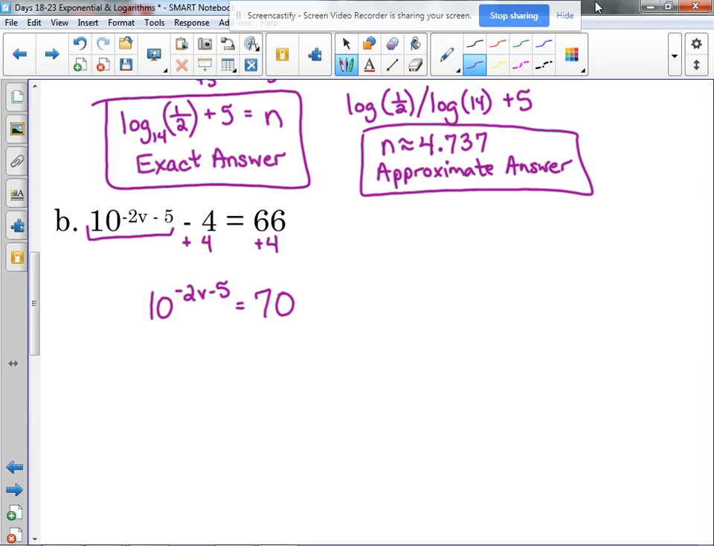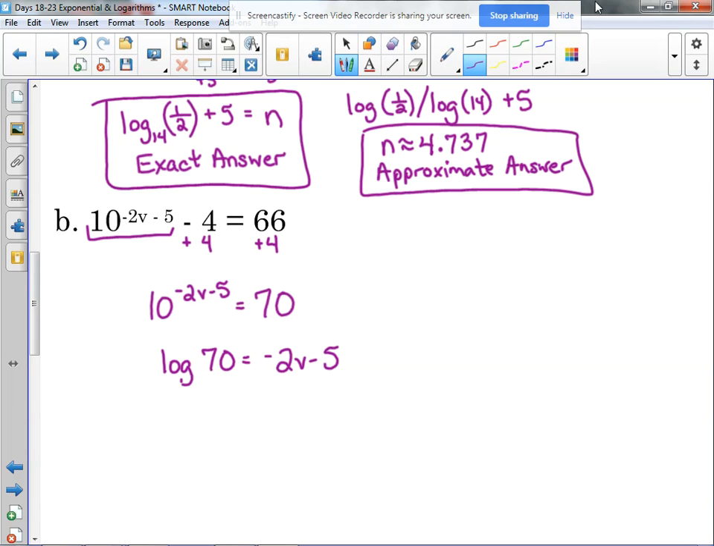Please, please, please do not divide by 10. Okay, we are not multiplying by 10. 10 is our base. So we have to put it in log form. Now, I don't have to write the 10. If you want to write the 10, go for it, but it's base 10, so that's the common log. I really don't need a base there. So taking that from exponential form to log form is log of 70 is equal to negative 2v minus 5.